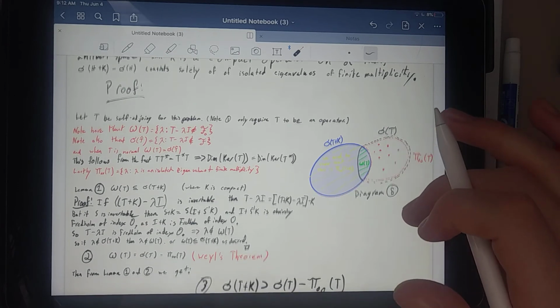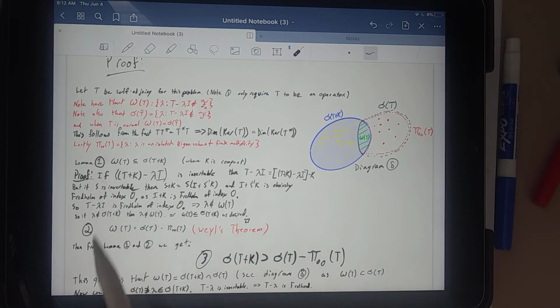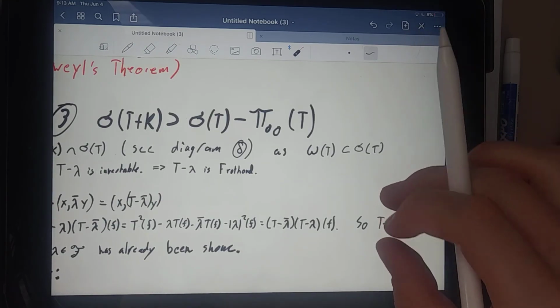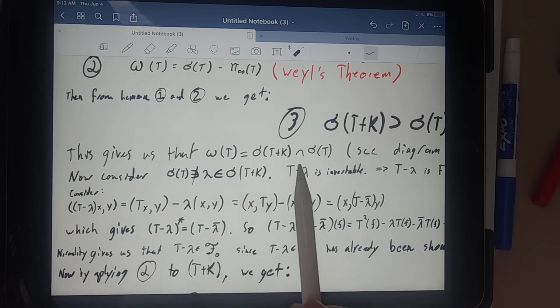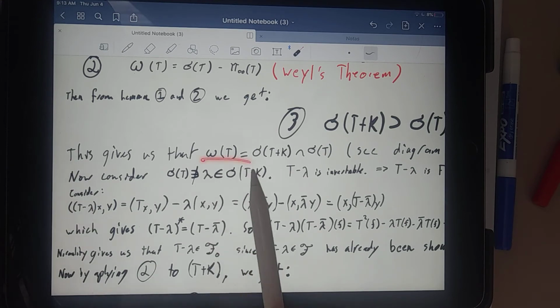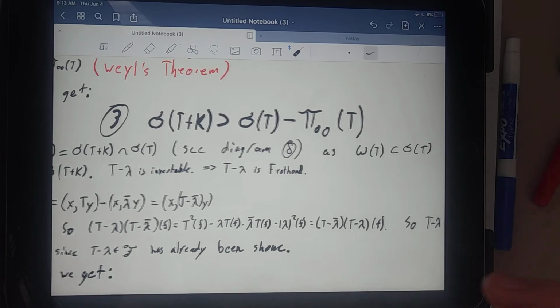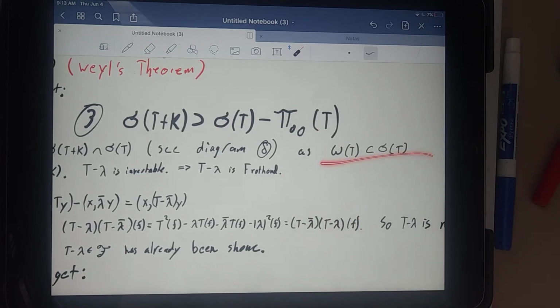So how do we go about proving this? Well, first off, we're going to combine lemma 1 and Weyl's theorem, where all we're going to do is replace this here with our Weyl spectrum. So we're going to end up with this inclusion there. And then the next thing we're going to do is note that this implies that the Weyl spectrum is in fact the intersection of those two, which is what we showed before. And again, that's going to follow from that statement there.